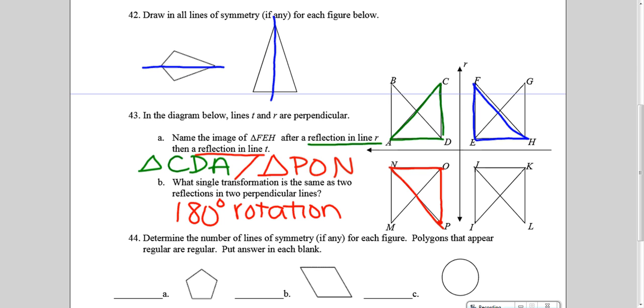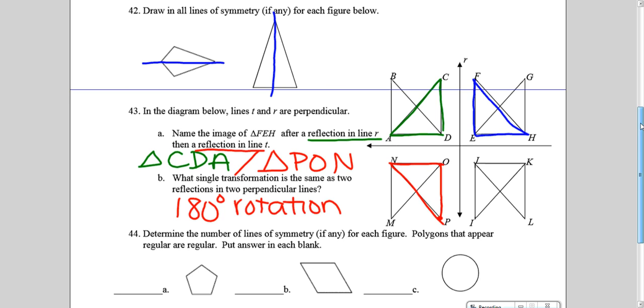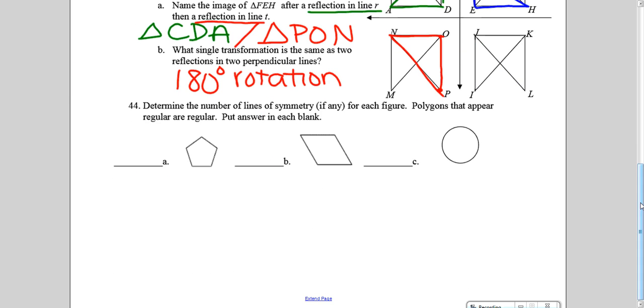Last one. Woo! Okay, sorry about that. Going a little bonkers.